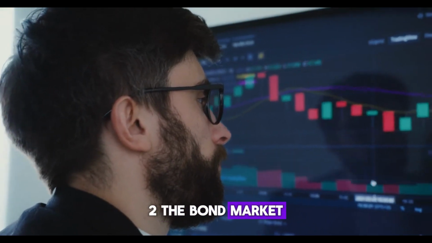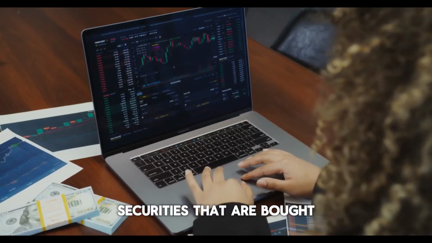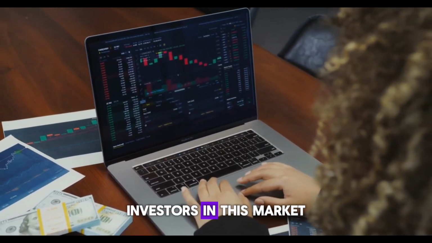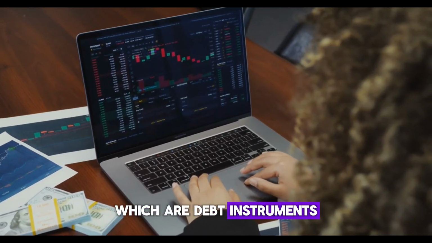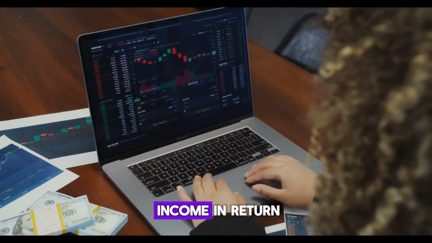2. The bond market is a financial market where companies or governments issue debt securities that are bought and sold. Investors in this market purchase bonds, which are debt instruments, from issuers such as companies or governments, and they receive interest income in return.